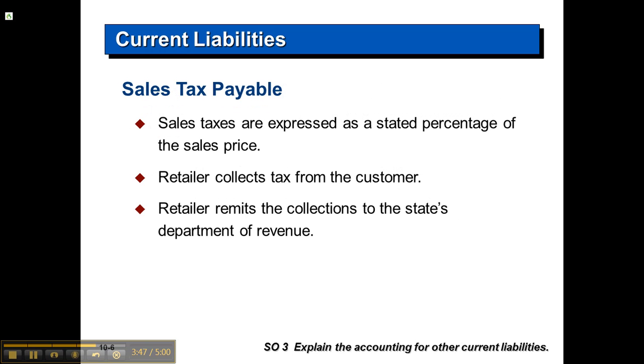Another example of a current liability would be sales tax payable. Sales tax payable is something that is a percentage of our total sales. Usually when we are providing goods to customers, as long as these customers are the end users of the product, it is our responsibility to collect the sales tax from them.